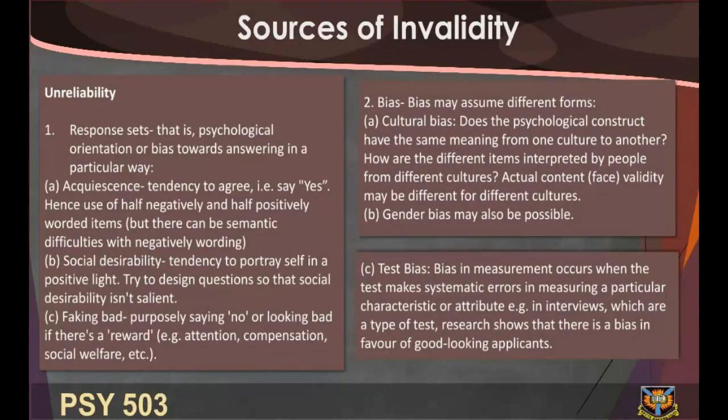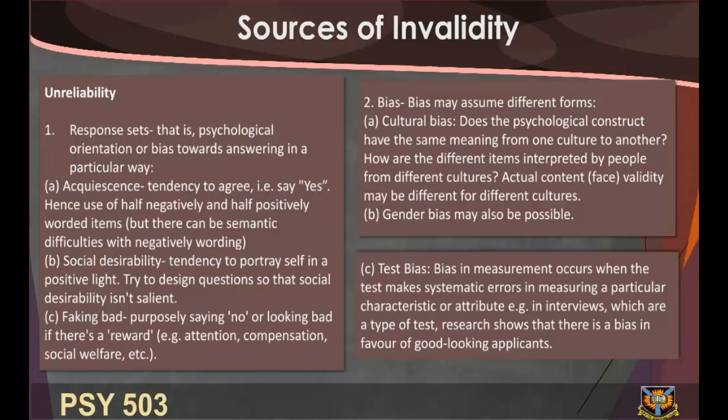Sources of invalidity. Unreliability. 1. Response sets, that is, psychological orientation or bias towards answering in a particular way. A. Acquiescence, tendency to agree, that is, say yes. Hence, use of half negatively and half positively worded items, but there can be semantic difficulties with negative wording.